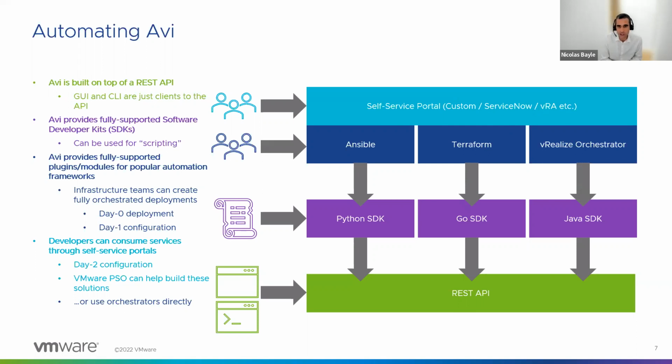You can even use the AVI UI directly and expose only some parts of the UI to make sure that everyone can use it in a very easy way. And of course, you want to leverage multi-tenancy and role-based access control to make sure that an application team can only configure or only view the chunk of the configuration which is related to this specific team. So you have many routes that you can choose here to automate AVI and to make sure that later it's very easy to consume load balancing and security for your application.